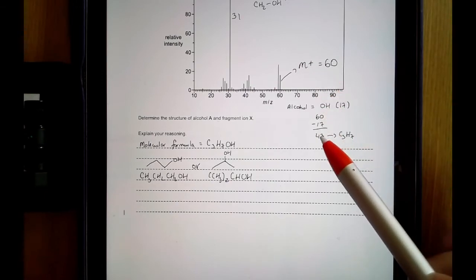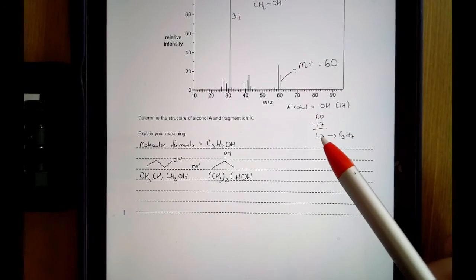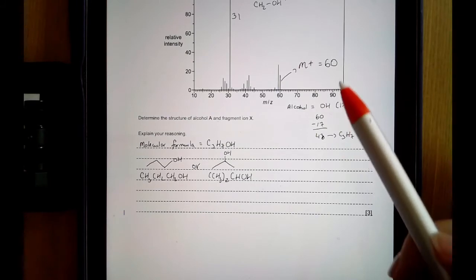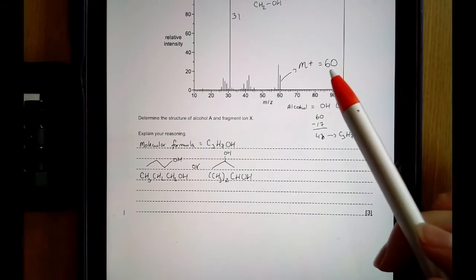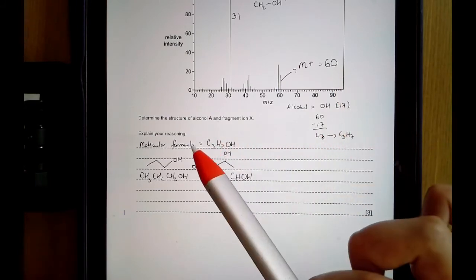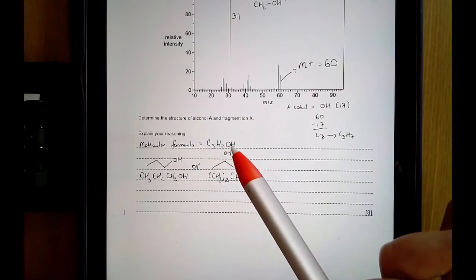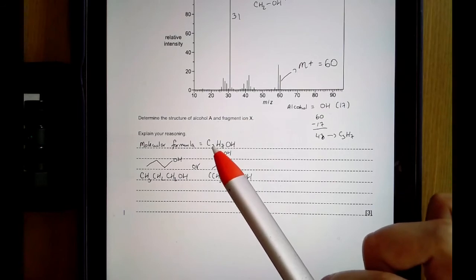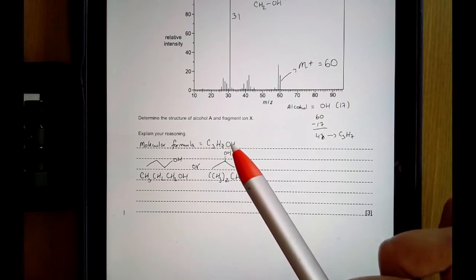So if I'm left with a mass of 43, how many carbons and hydrogens can I fit in? Well, we should be familiar with that number 43 by this stage. 43 represents 3 carbons and 7 hydrogens. So by using my molecular mass, I've worked out my molecular formula. I know I have to have an OH because it's an alcohol, and that leaves me room for only 3 carbons and 7 hydrogens. So there's my molecular formula, C3H7.